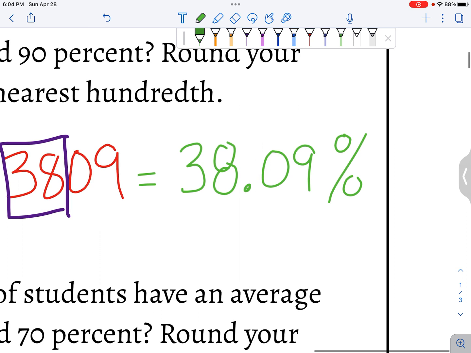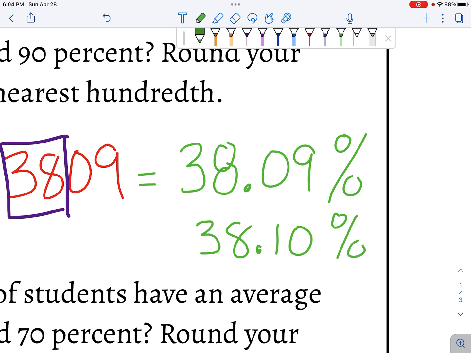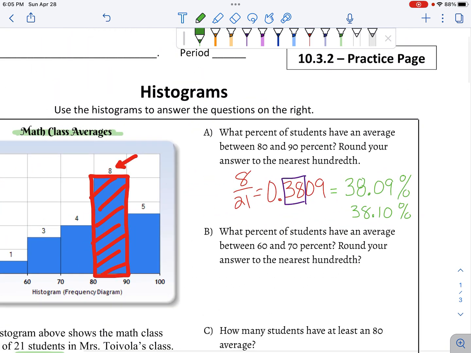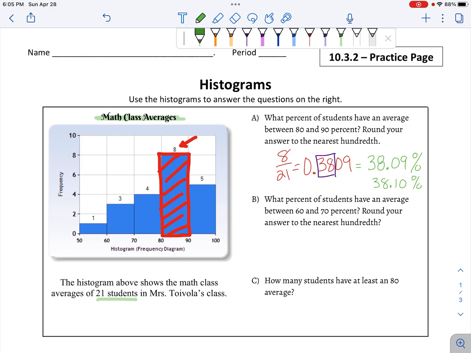If I go back and look now, behind the 9 is a 5, of course it is. So if you want to be a little more accurate, you would say 38 and 10/100%, which could then be 38.1. Either one of these is fine. They're very close. I know it says round to the nearest hundredth, so the bottom one is technically more accurate.